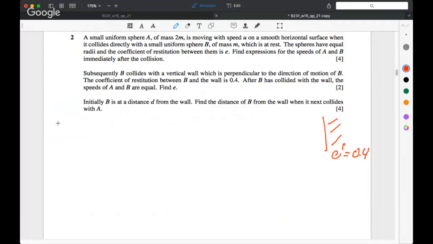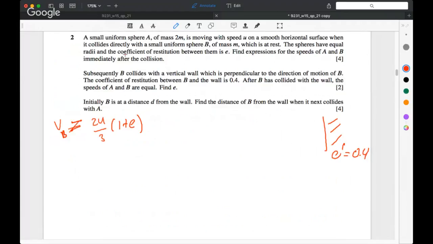So, spoiler alert, the speed of A after the collision last time was, from the mark scheme, I think it was 2u over 3, 1 plus E. Is that what you got? Or was that for A? Was that for B? This is for B. Okay, yeah, sorry, I've read the wrong one. So this is B.